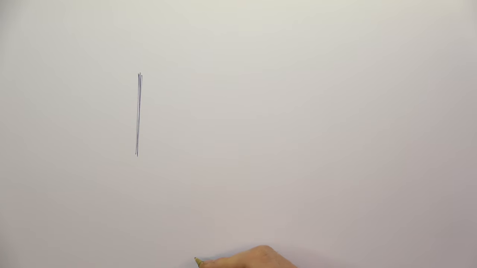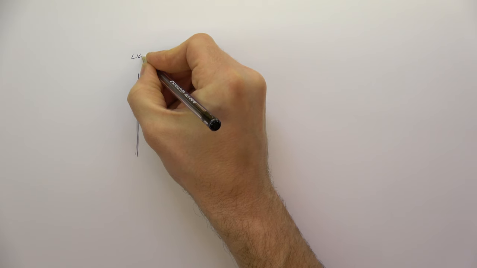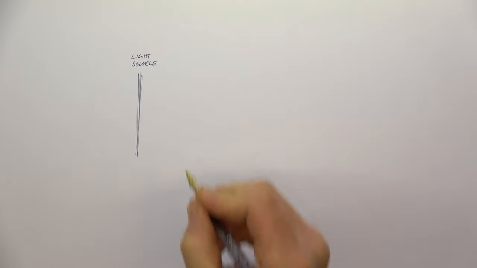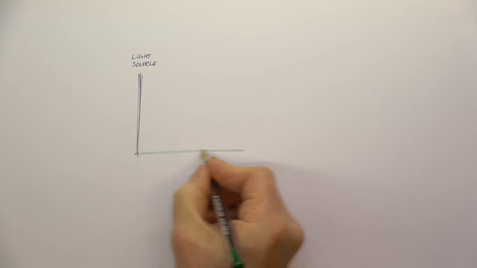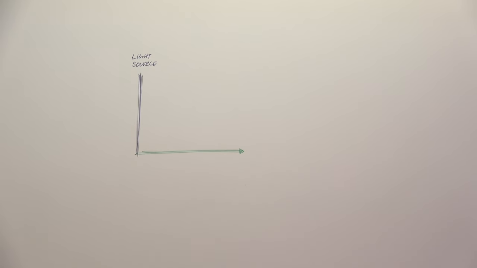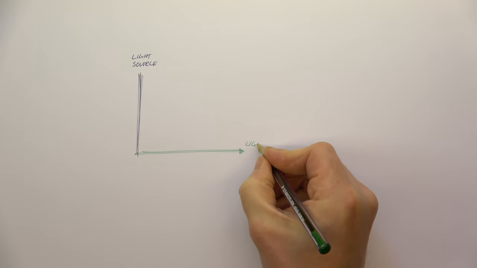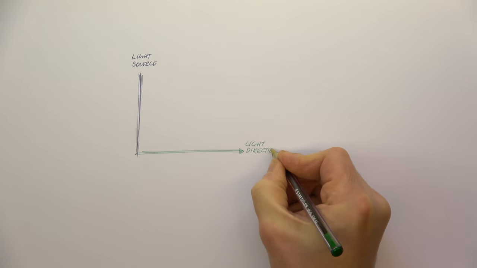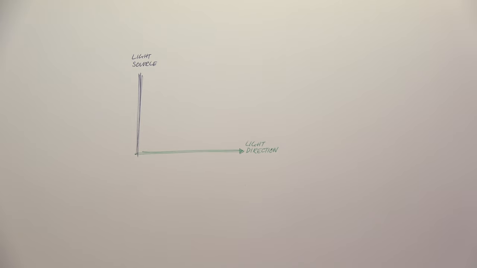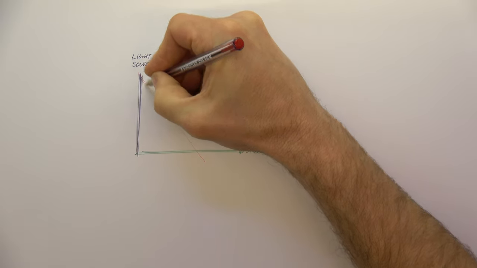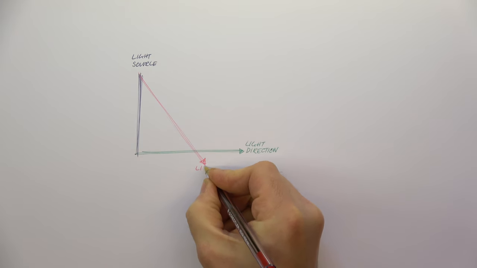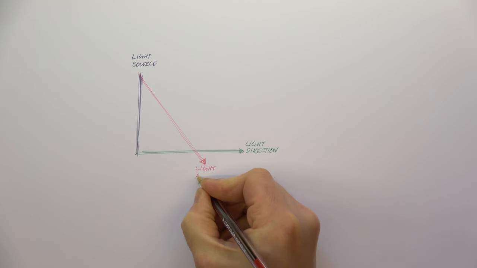So we need to start with a light source, and it's helpful to think of this light source as a vertical line. The light direction comes straight from the base of the light source, and you'll see shortly that the light direction could be pointing anywhere. We also have a light angle, and this comes from the top of the light source and crosses the light direction.